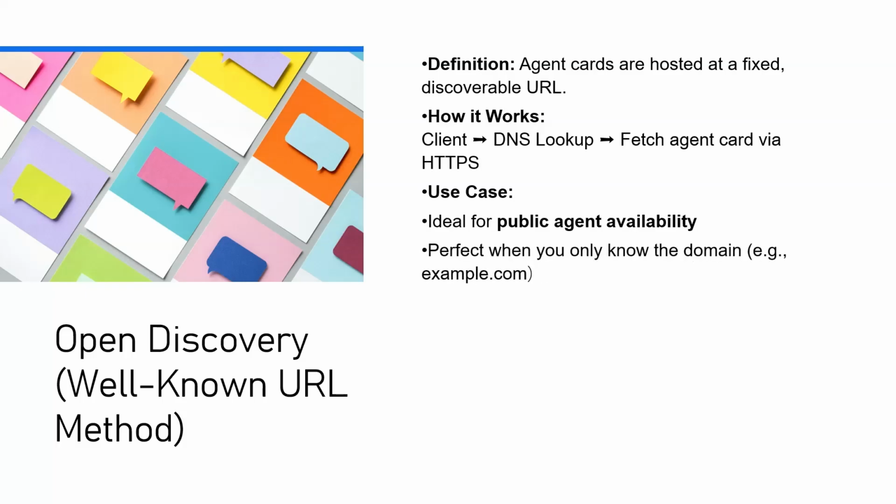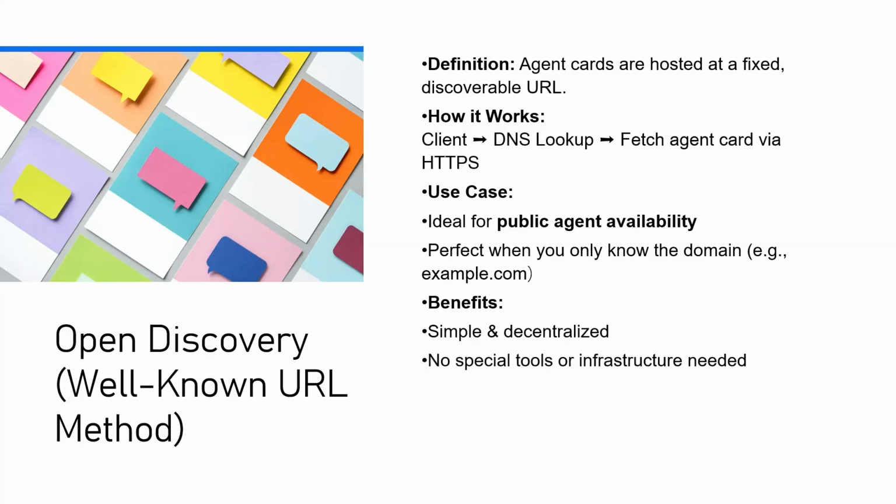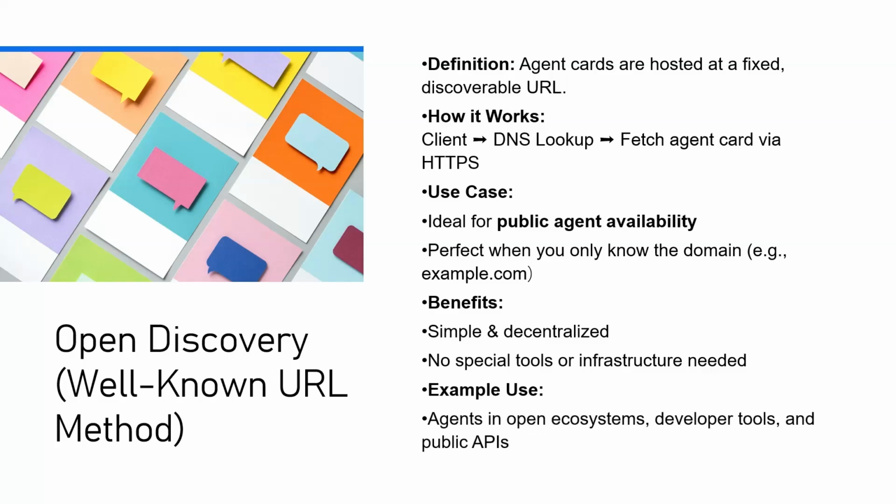It is the less secure method. The benefits are that it's simple and decentralized. It's not a complicated implementation, and it doesn't need any special tools or infrastructure. You just need a website or web server to host your agent card, and you can directly use the A2A protocol and start using this open discovery. Example use cases, as mentioned earlier, are agents in open ecosystems, developer tools, and public APIs.